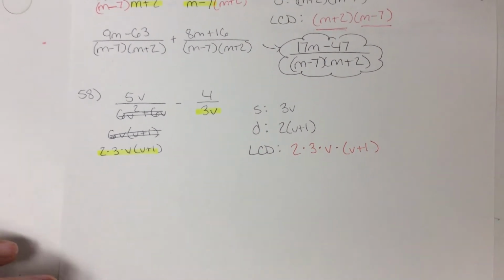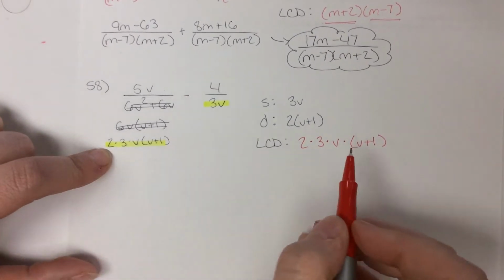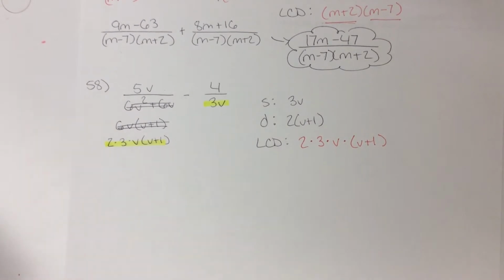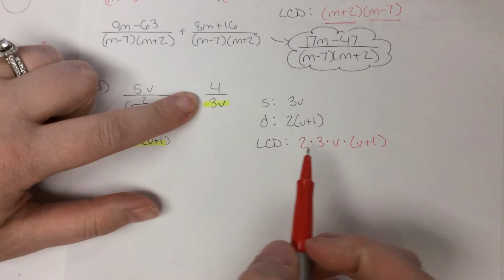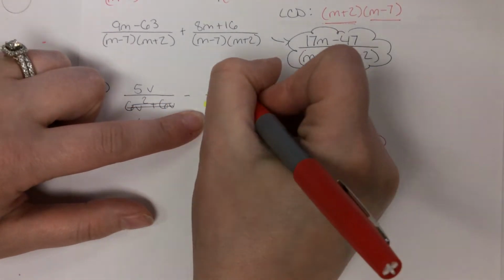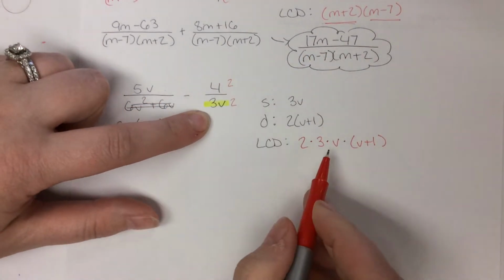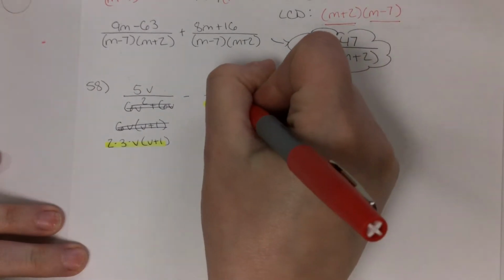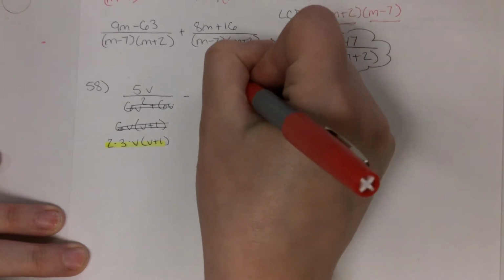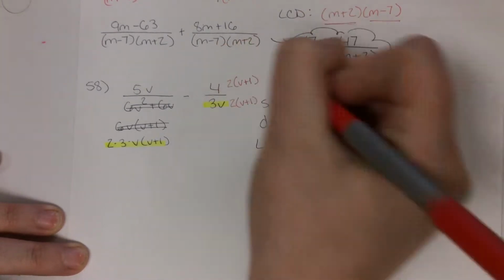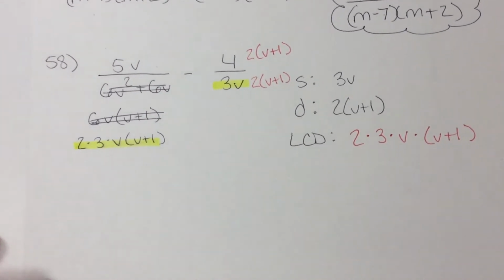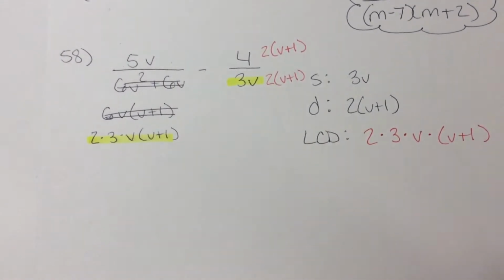Let me zoom out a little bit here. So this first one has the 2, has the 3, has the v plus 1. So there's nothing we need to multiply into the first fraction. The second fraction is missing the 2, has the 3, has the v, oh, and it's also missing the v plus 1. So 2 times v plus 1 to the top and to the bottom. All right, so let me zoom back in here so we can do this math. Your first fraction is going to stay the same.